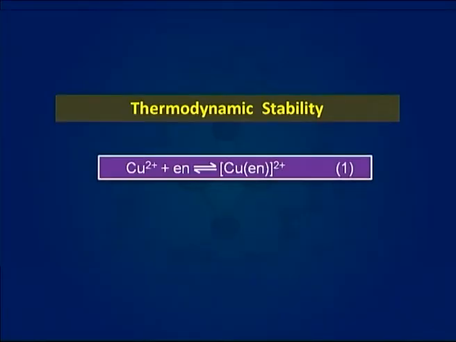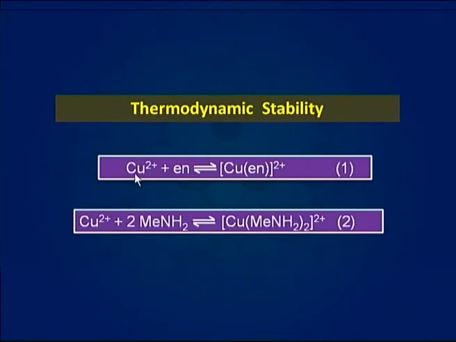It has already been explained that the enthalpy term should be approximately the same for the two reactions. Therefore, the difference between the two stability constants is due to the entropy term. Let us have a look at the two equations again. In equation 1, there are two particles on the left and one on the right, whereas in equation 2, there are 3 particles on the left and one on the right.